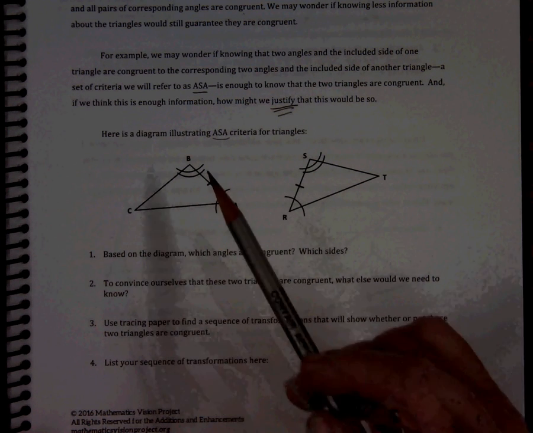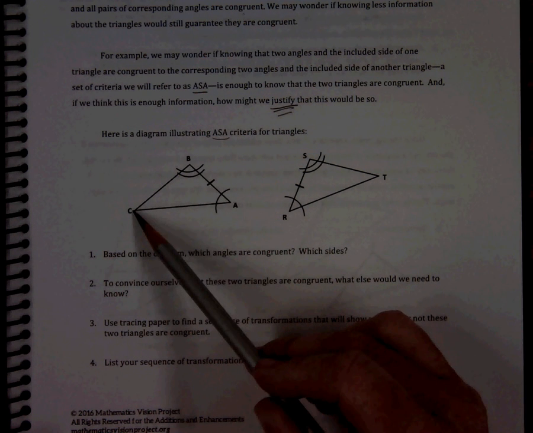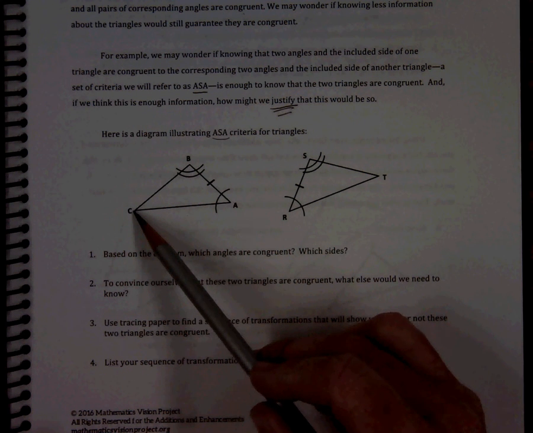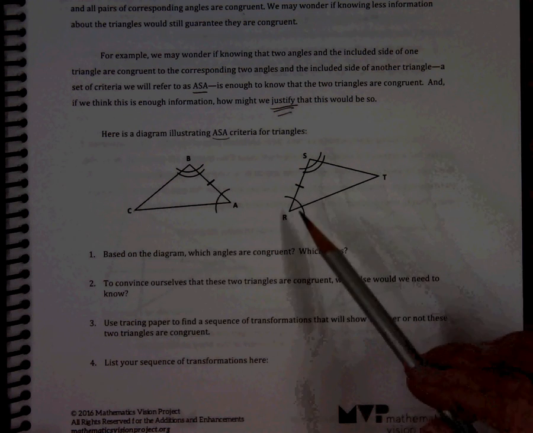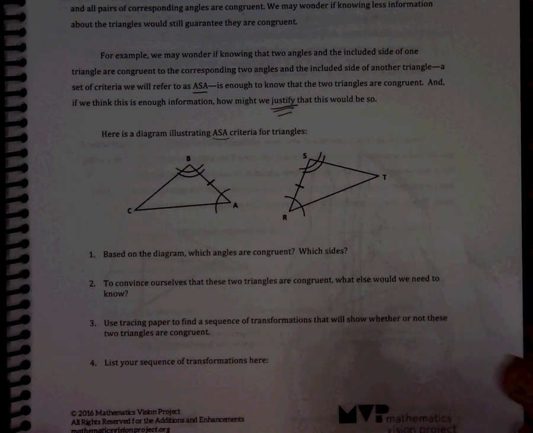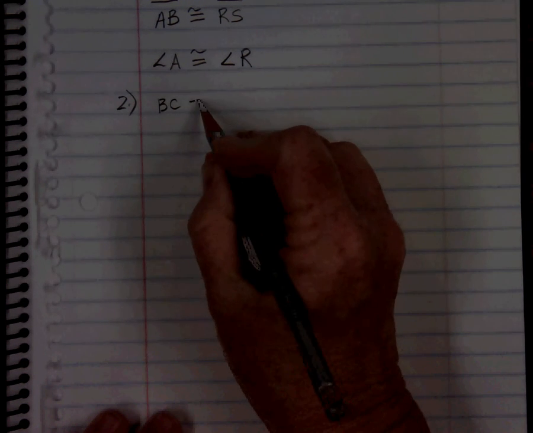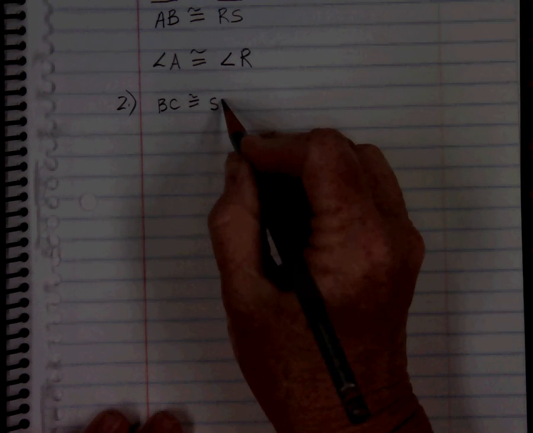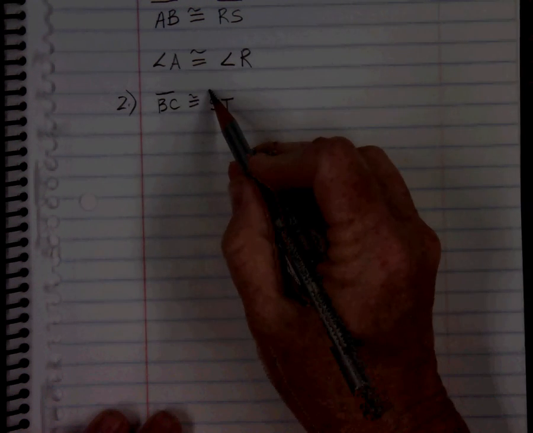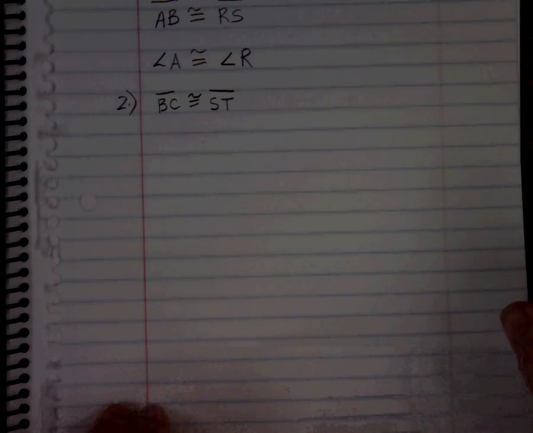So to be specific, we would have to know that BC is congruent to, let's see, ABC, ST. So we would have to know that BC is congruent to ST, line segment BC is congruent to line segment ST.